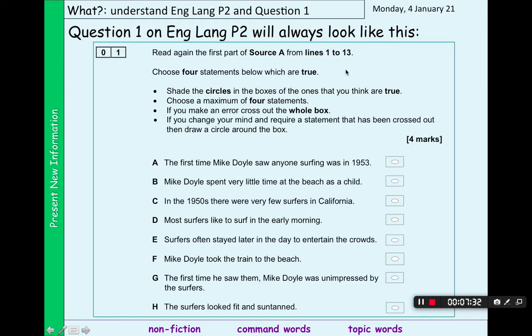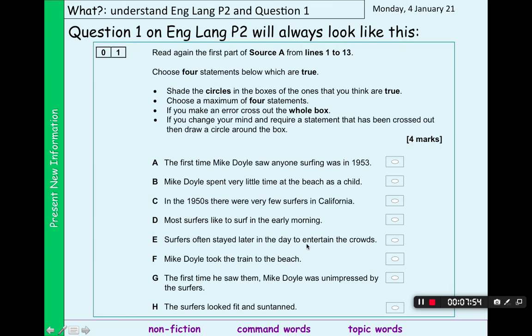And what it'll do is it'll tell you a specific section of one of the sources, because remember you'll have 2 sources or texts to look at. And then it'll tell you to choose 4 of the statements out of 8 which are true. I haven't seen any questions that ask you to find false statements, so we can assume that they'll always be true statements you're looking for.